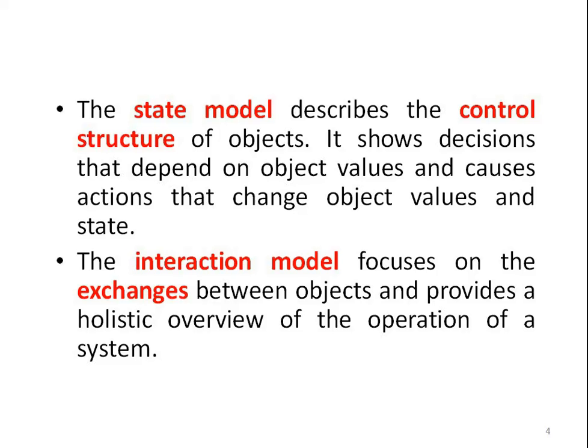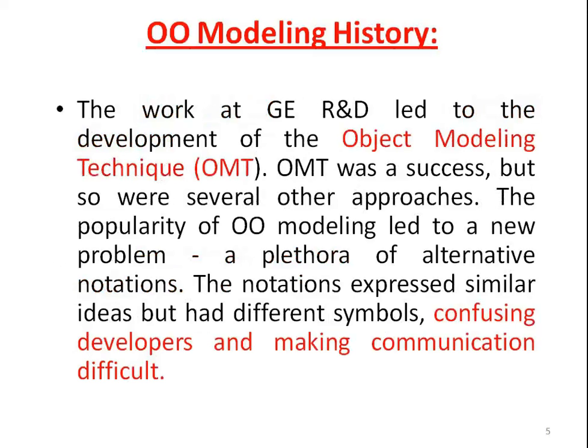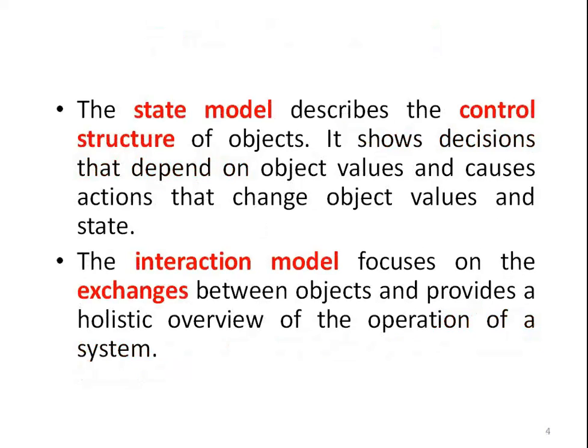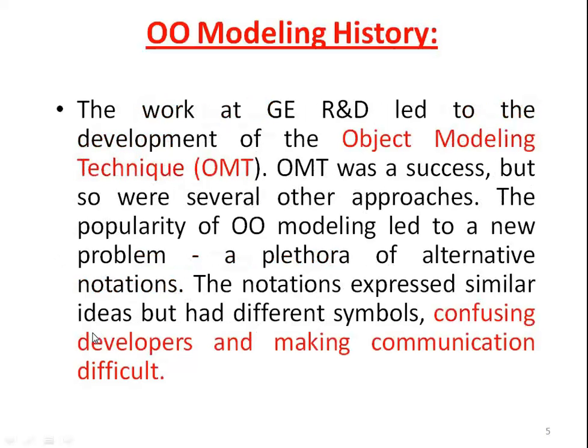And the interaction model focuses on the exchange between the objects and provides a holistic overview of the operations of a system. So you have seen all three models in the previous class, and these are the relationships between all three models. The next is the object-oriented modeling history.